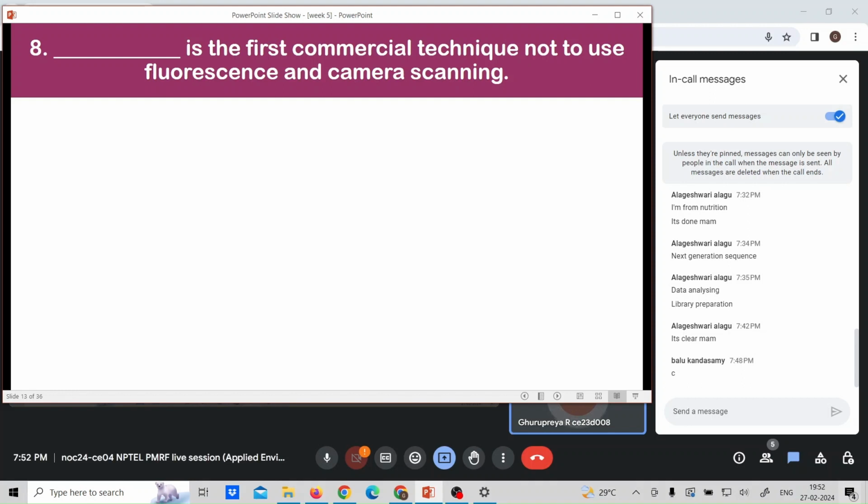What could probably be the technique that doesn't use fluorescence in camera scanning for detection? We have seen about sequencing so far. So we just now saw one kind of sequencing that did not use fluorescence in camera scanning. That's the answer.